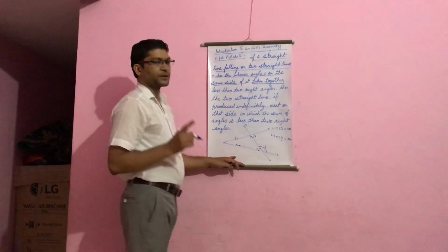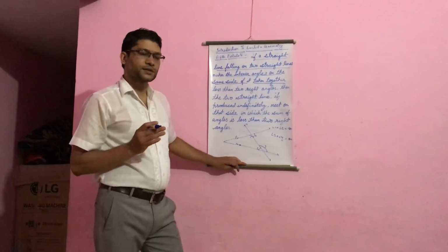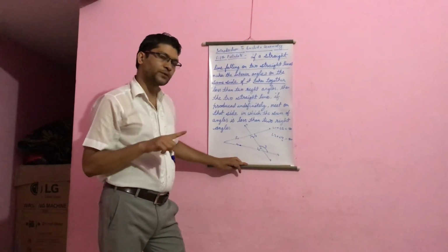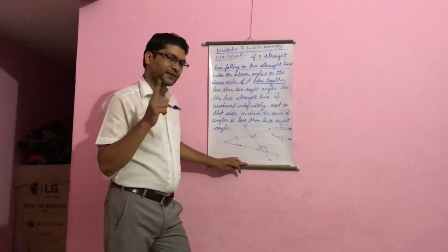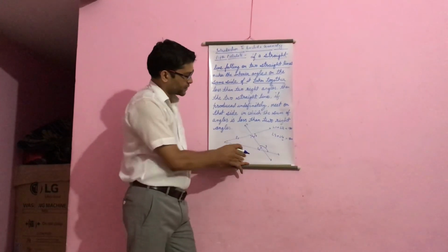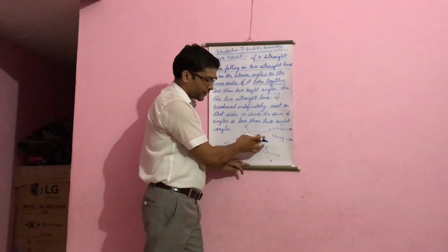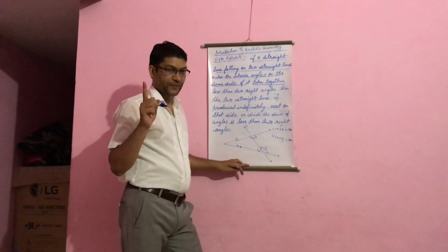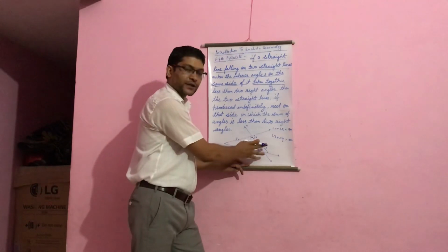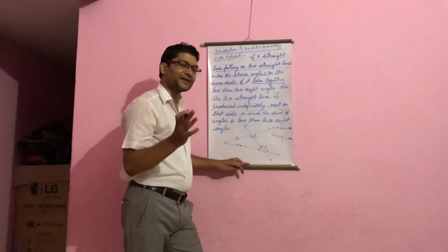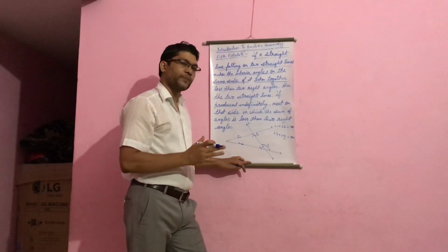Now this postulate indirectly also implies the existence of parallel lines. It does not talk about the case where the sum of the interior angles will be 180 degree. In that case, if the sum of the interior angles taken together is equal to 180 degree, the lines will be parallel.